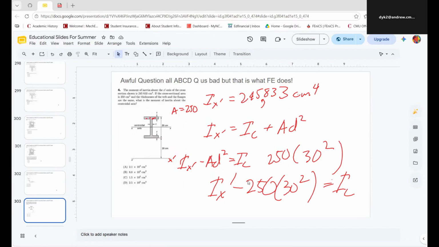That's a huge number. 33,833. Minus 250 multiplied by 30 squared equals 20811, which is this one, A. I'm pretty sure it's A. You can double check it later. I'm pretty sure it's A.